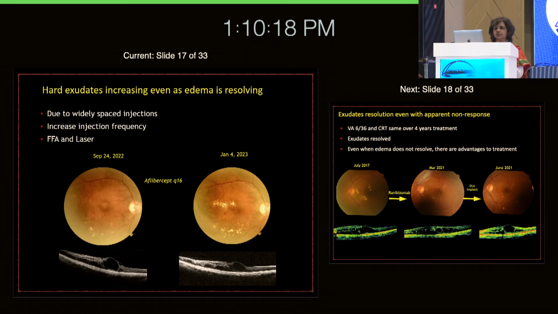Here it is to show that edema and exudates behave in a different manner. We injected, and at 4 months later, the edema is a little less, but exudates are increasing because the gap is too much. When you see exudates, the treatment has to be a little more aggressive, every 2 months rather than 4 to 6 months, because that allows the exudates to increase despite treatment.